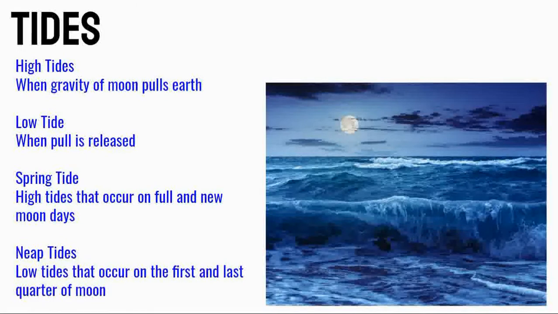One, high tides. High tides are when the gravity of the moon pulls on the Earth's ocean. Low tides are when the pull is actually released. Spring tides are basically high tides that occur on full and new moon days. Neap tides are low tides that occur on the first and last quarter of moons. So that's about it, guys.